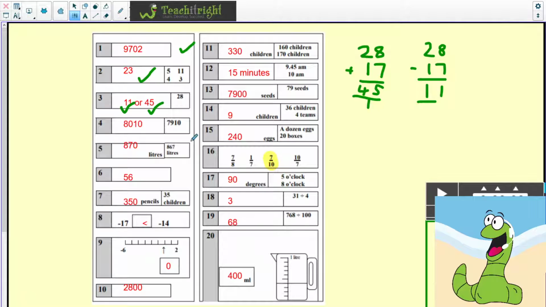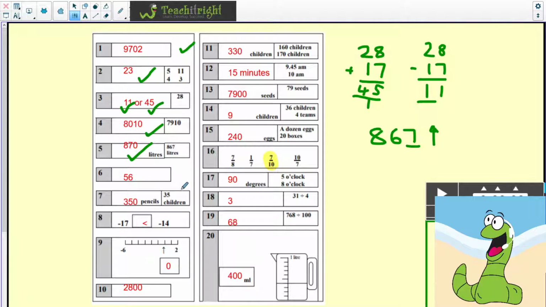Question 4, we need to write the number that is 100 more than 7,910. So that'll be 8,010. Number 5, we need to round 867 litres to the nearest 10 litres. Now, as we've got 8, 6, 7, and we know that the 7 is 5 and above, we always round up. So we're going to be going to 870.